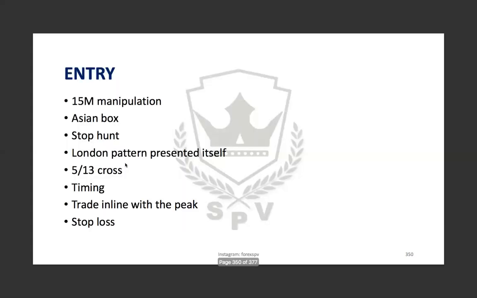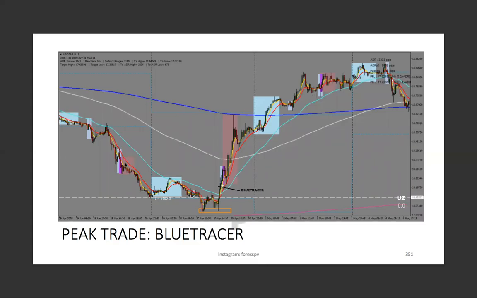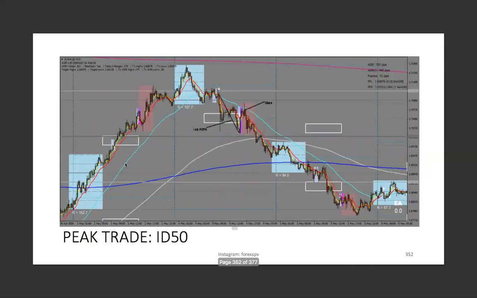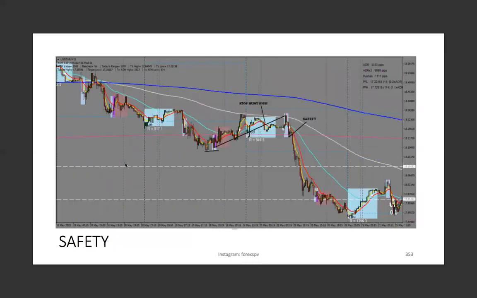Now let us remind ourselves of the trades that we have learned. We have the peak trade, which is around the bull tracer, like what we have here. We have the ID 50 after the peak, the first pullback towards the 50 EMA, after the 13 and 50 crossover on the 15 minutes. That's the ID 50. We have the safety trade, where we see a stop toward the peak and a pattern forming around the 200 EMA. This is basically a type 2 London pattern.